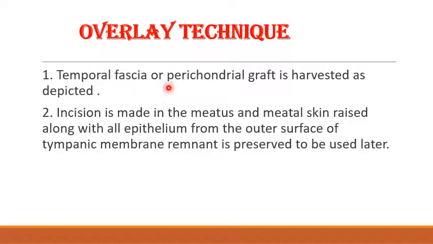The temporal fascia or the perichondrial graft is harvested as depicted in the previous slides. Incision is made in the meatus and the meatal skin raised along with the epithelium from the outer surface of the tympanic membrane. Remnant is preserved to be used later.